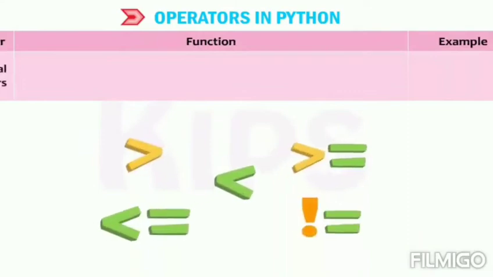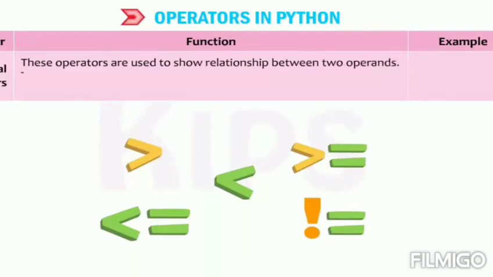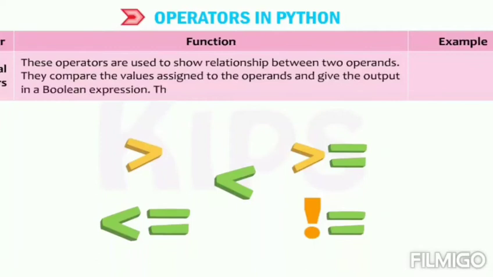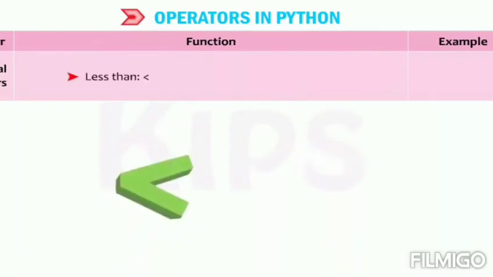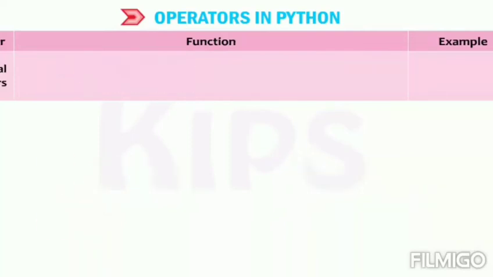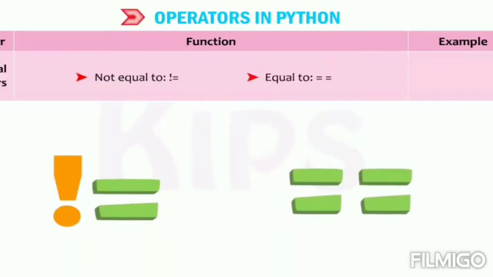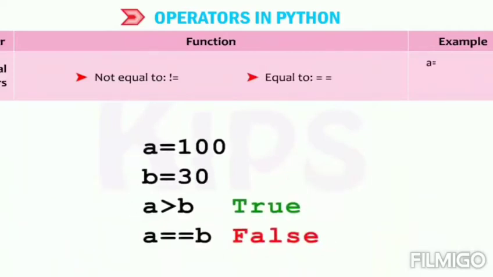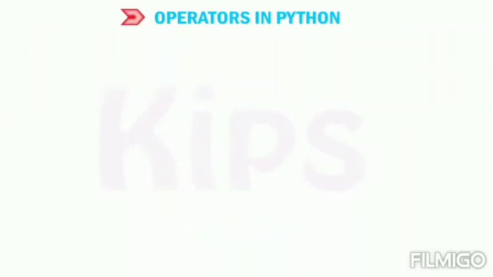Operator: relational operators. These operators are used to show the relationship between two operands. They compare the values assigned to the operands and give the output as a Boolean value. These are less than, greater than, less than or equal to, greater than or equal to, not equal to, equal to. Example, A equals 100, B equals 30. A is greater than B, true. A is equal to B, false. Program.